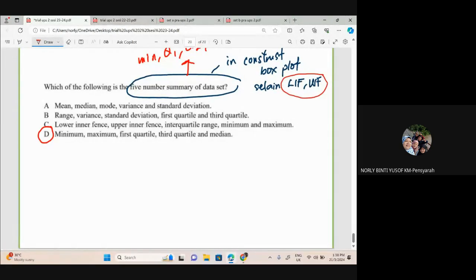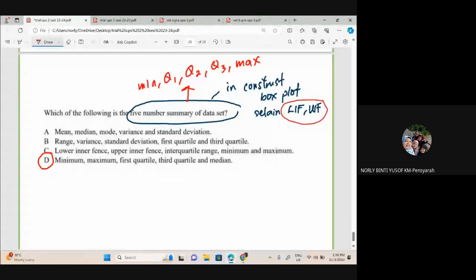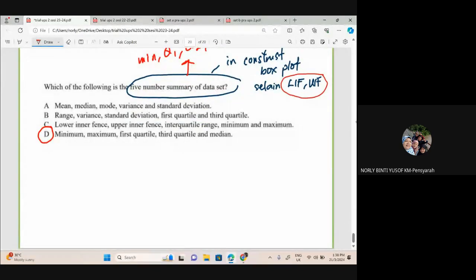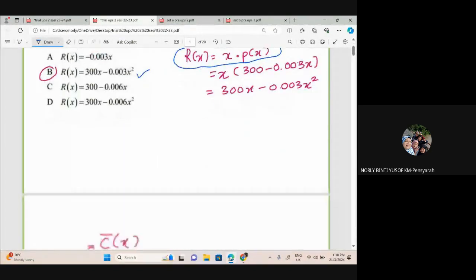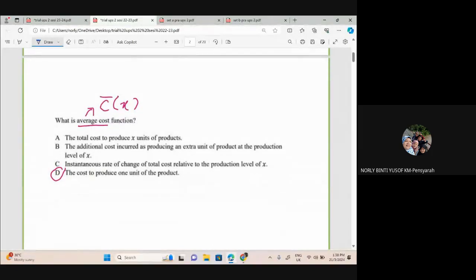Session ni yang akan konsepnya menyerupai nanti untuk next malam besok lah. So kita tengok juga sekiranya soalan tu lain tapi konsepnya sama untuk set trial tahun lepas. Okay, sama, dia akan tanya juga find the revenue function. Kalau dia bagi demand function tu adalah P(X). So kita akan guna formula R(X) = X kali P(X). So masukkan, dapat jawapan dan circle the correct answer. Untuk chapter 3 lah.